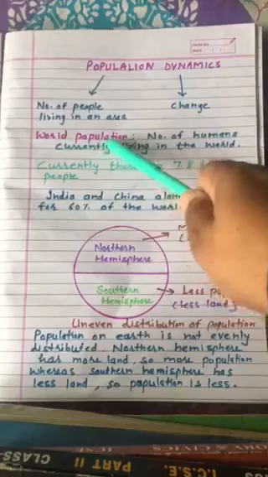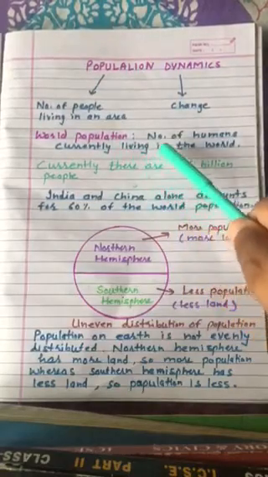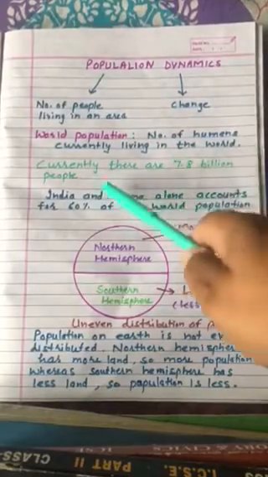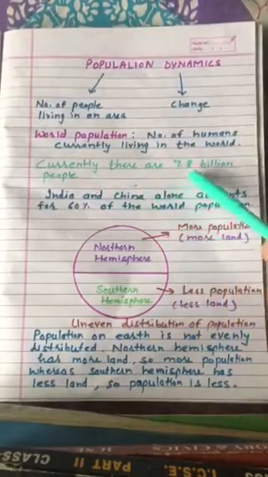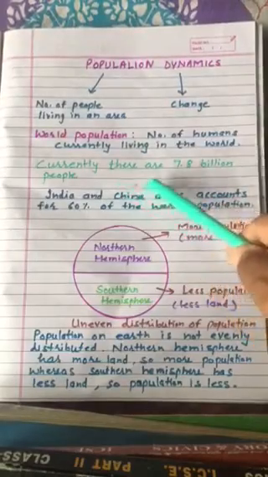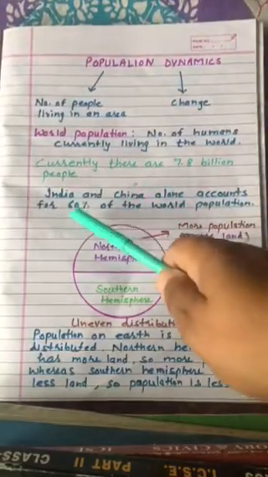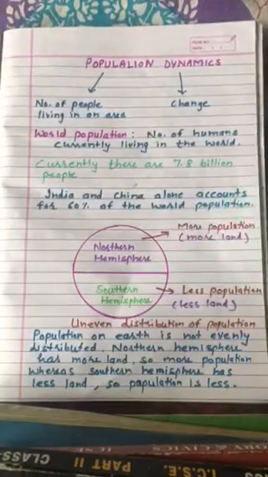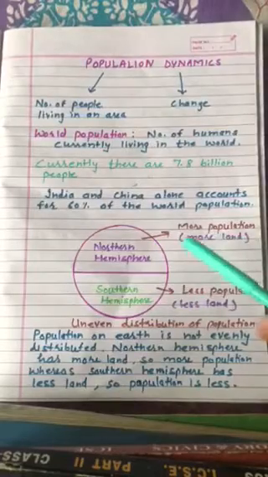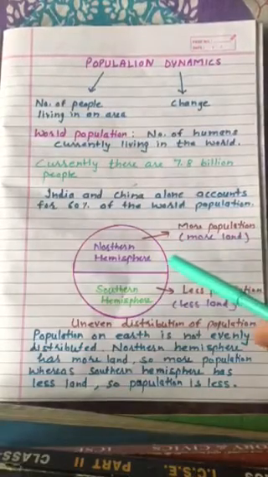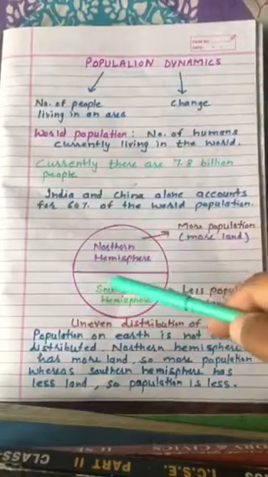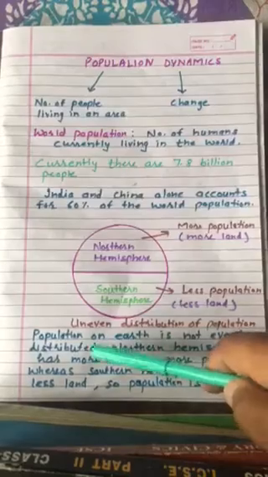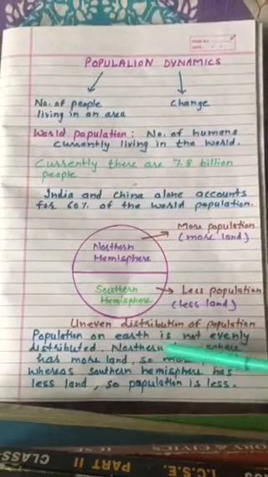Next is world population. World population means the number of humans currently living in the world. So currently there are 7.8 billion people living in the world. India and China alone account for 60% of the world population. So it's not like all the human beings are evenly distributed on the globe. On the earth, the population is unevenly distributed.